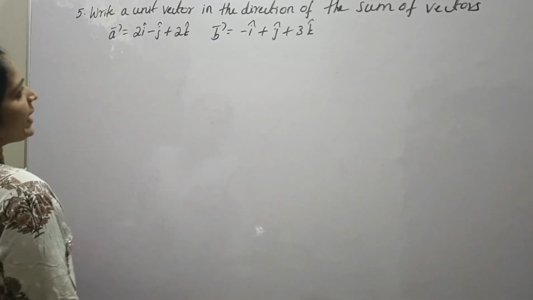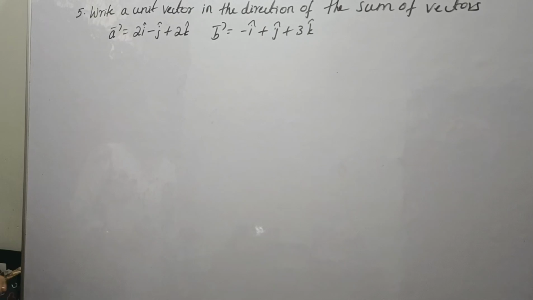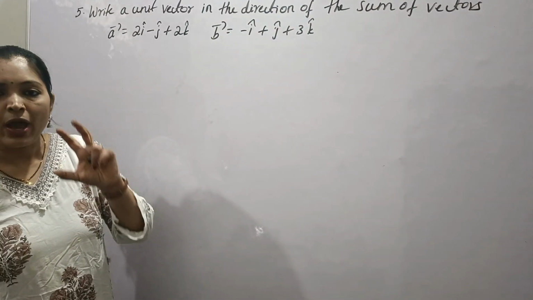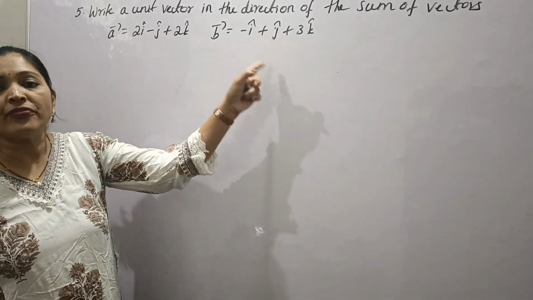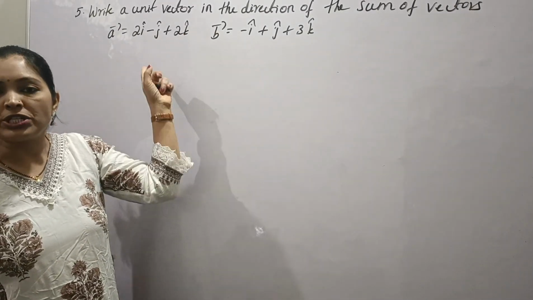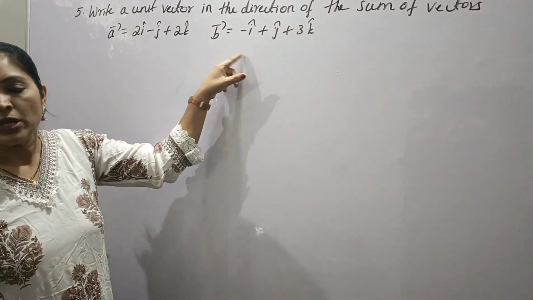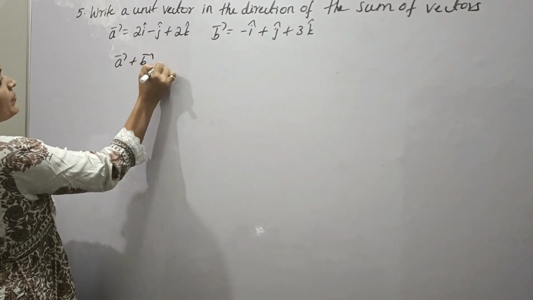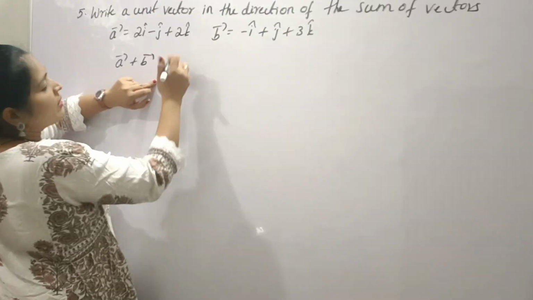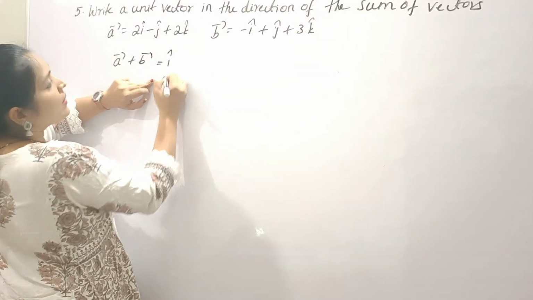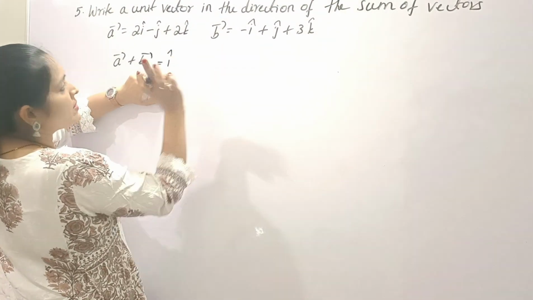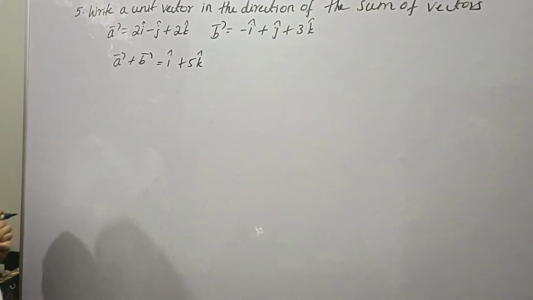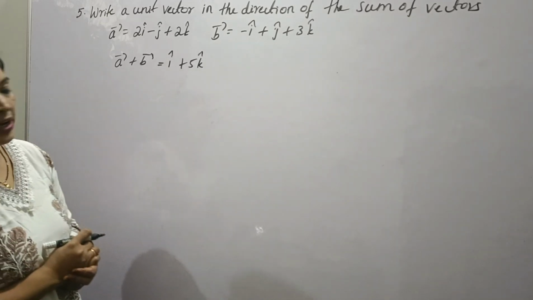Write a unit vector in the direction of the sum of vectors. Vector A is equal to 2i minus j plus 2k. Vector B is equal to minus i plus j plus 3k. Here we have to find a unit vector in the direction of the sum of these vectors, meaning the unit vector in the direction of vector A plus vector B. So first of all we need to find vector A plus vector B. Vector A plus vector B is equal to 2 plus minus 1, 1, i; minus 1 plus 1, 0; 2 plus 3, 5, so 5k. So here vector A plus vector B is equal to i plus 5k.